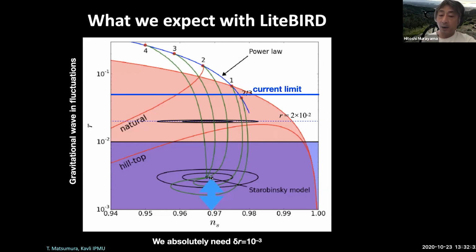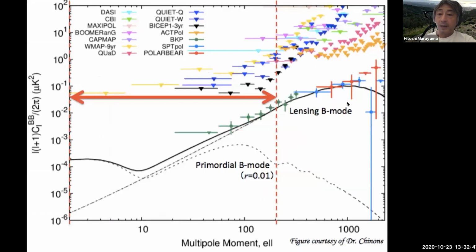And that's what people are after. So both the ground-based experiments, CMB Stage 4, and this space-based experiment, LiteBIRD, are aiming at this threshold of 10 to the minus 3 in the tensor-to-scalar ratio r. And this is the way the spectrum looks.